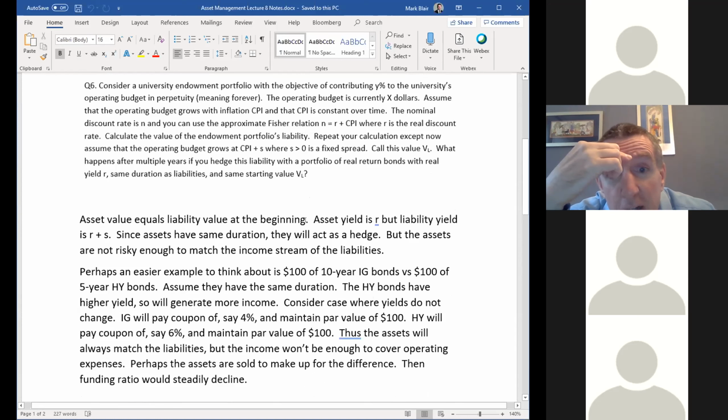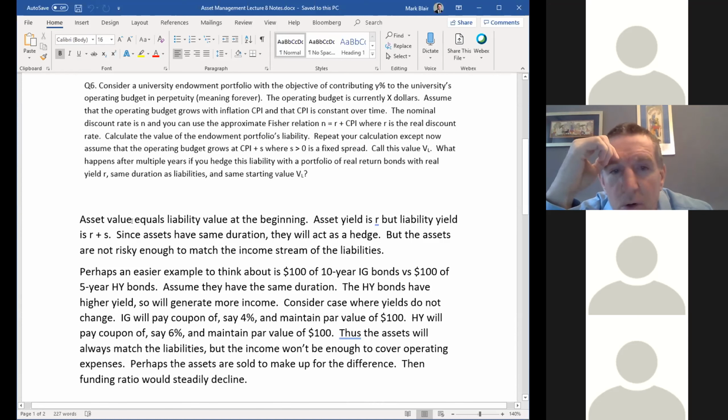One way to think about it is that the assets are yielding the real yield, whereas the liabilities are yielding the real yield plus a spread. In other words, they're higher yielding. Since the assets have the same duration, they will act as a good hedge, but the assets aren't risky enough to keep up with the income stream of the liabilities.